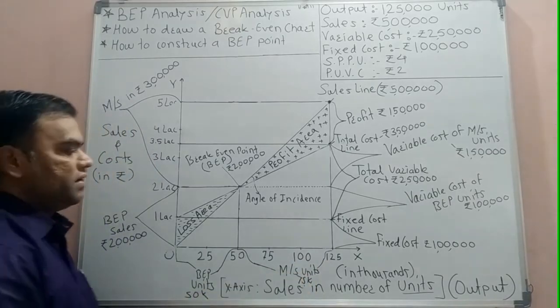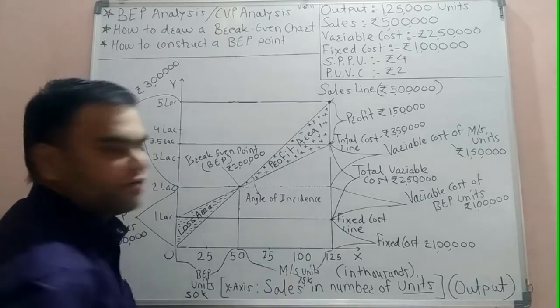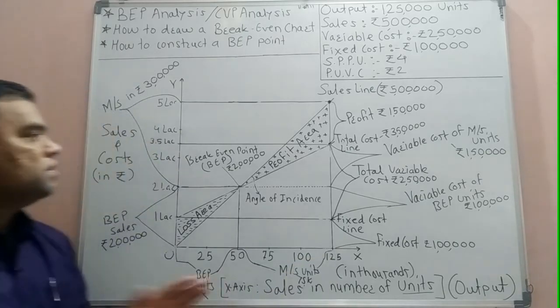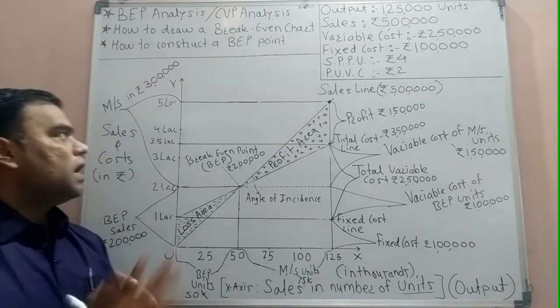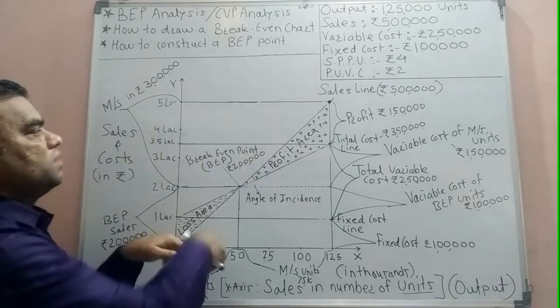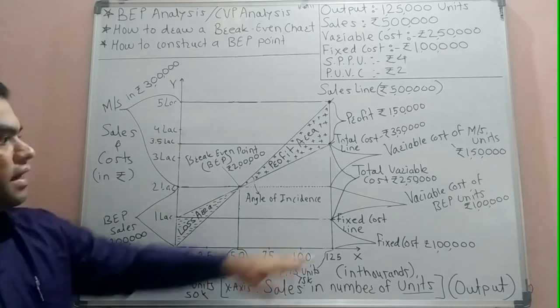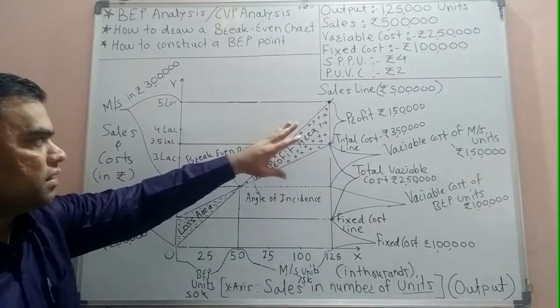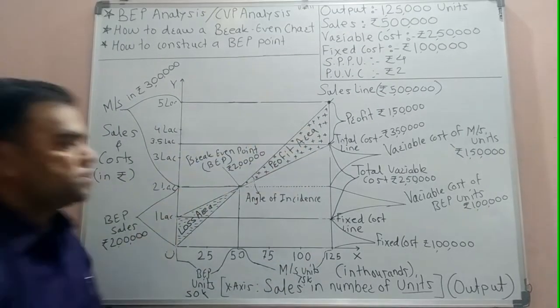50,000 plus 75,000, total 1,25,000. So what we have discussed is how to draw the break-even point and how to draw the break-even chart. Again, we are analyzing the contents of this chart.